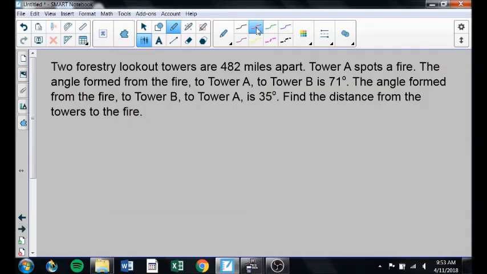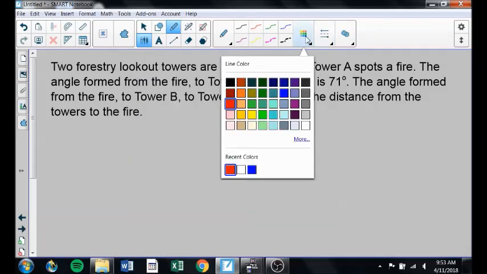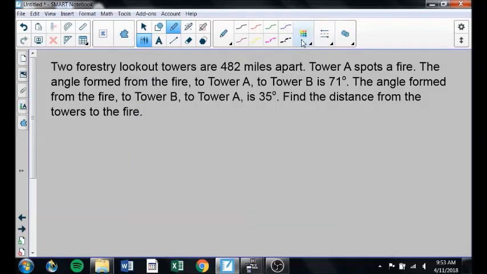Okay, here's a new problem. 2 forestry lookout towers are 482 miles apart. So I'll call this tower A, and I'll call this tower B, and this distance here is 482 miles. They're probably on top of some mountains somewhere. The angle formed from the fire, they see a fire somewhere, way out here, we'll say.